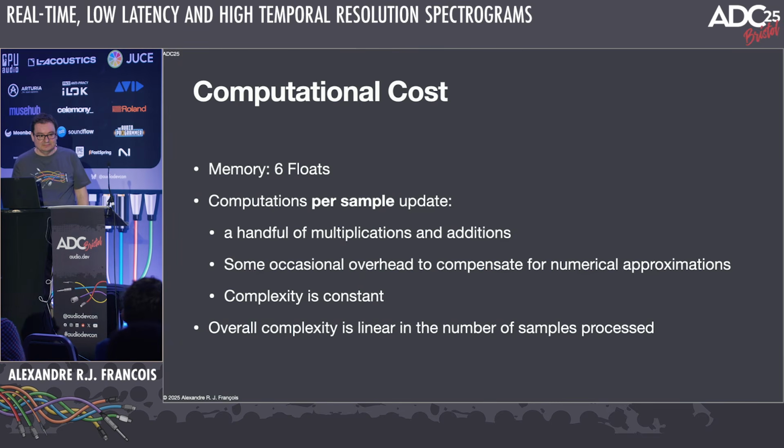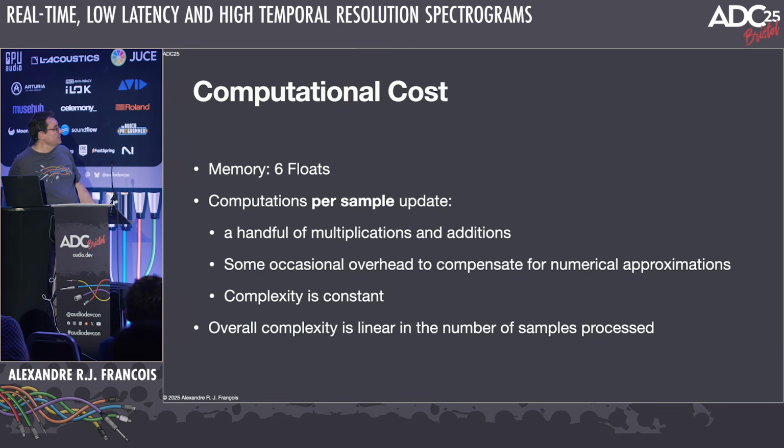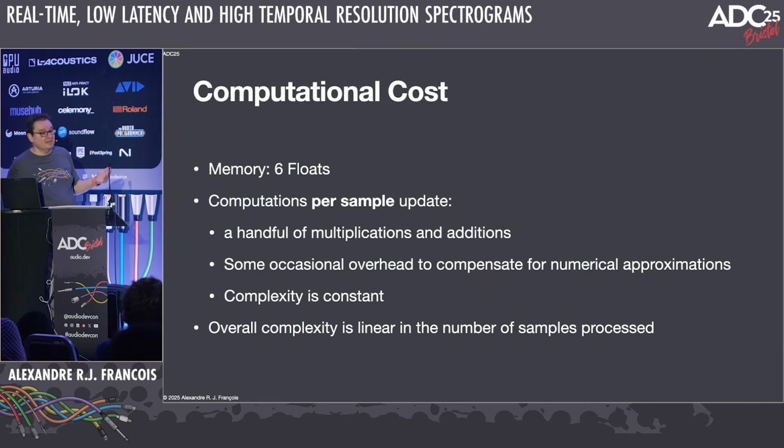It's very cheap. 6 floats to maintain our 3 complex numbers with the smoothing. Just a handful of multiplications and additions. There's a bit of overhead sometimes, but it's so cheap that you don't even have to worry whether you need to do it or not, just do it in some cases. The complexity is constant, that's very important, per sample. And so it grows linearly with the number of samples processed.